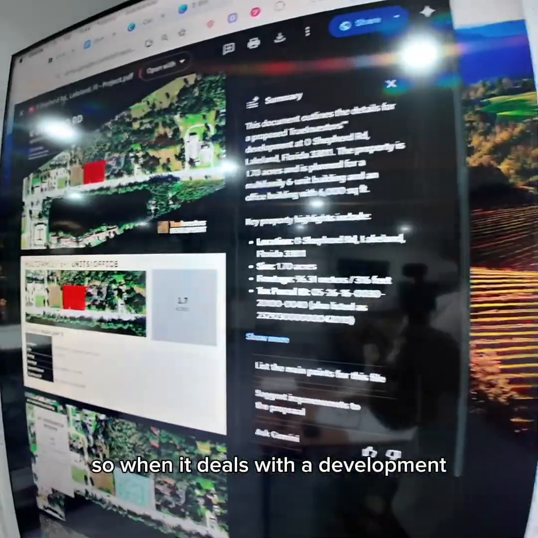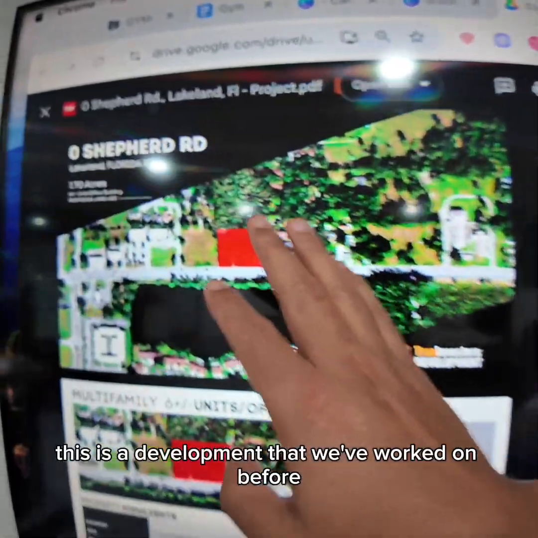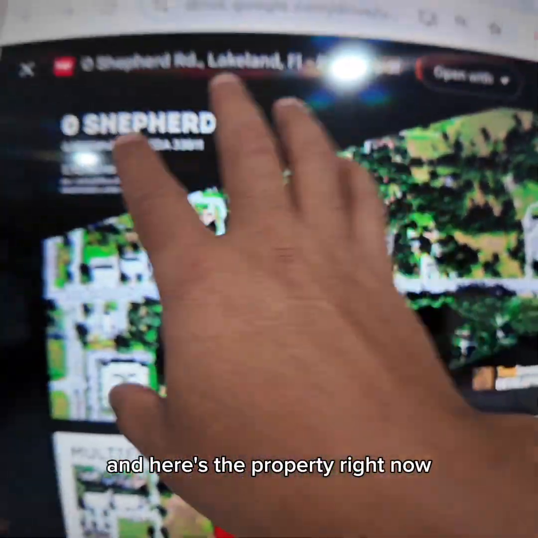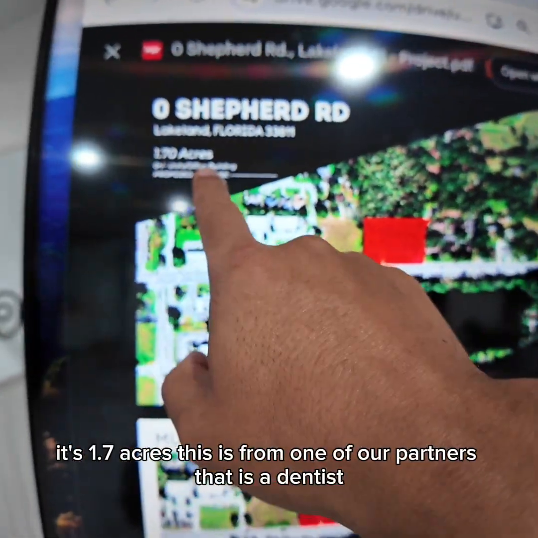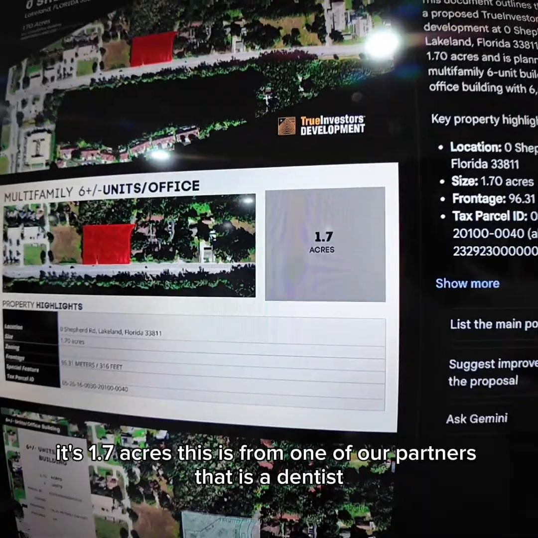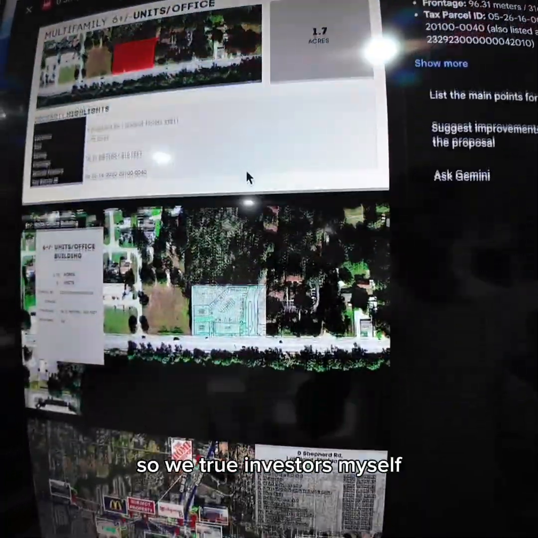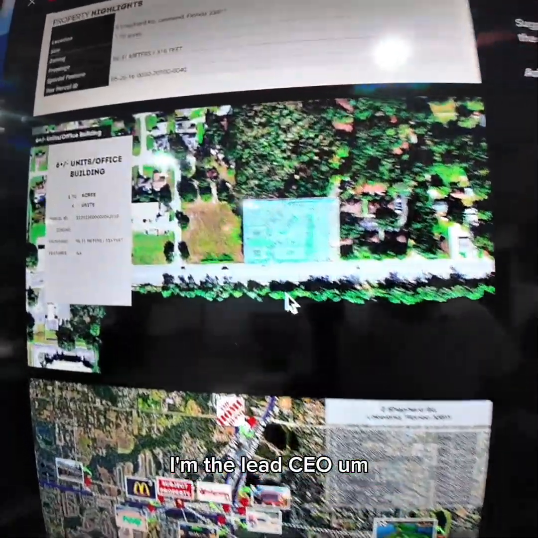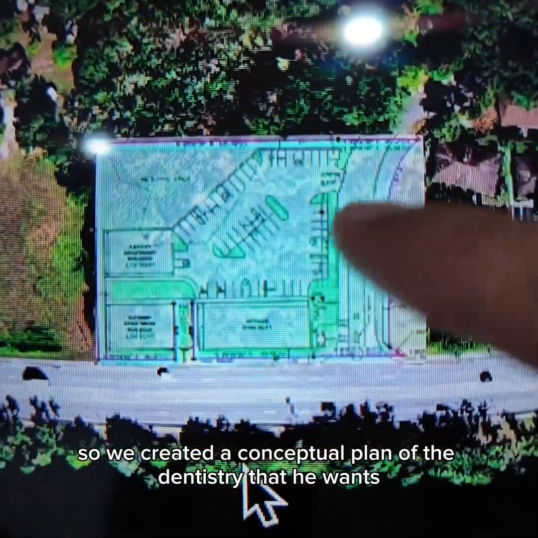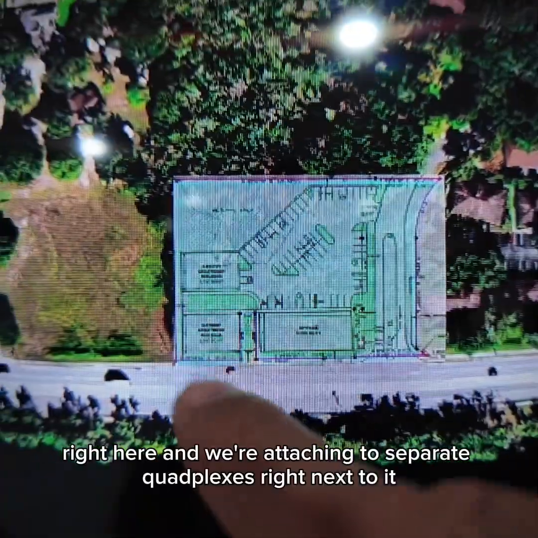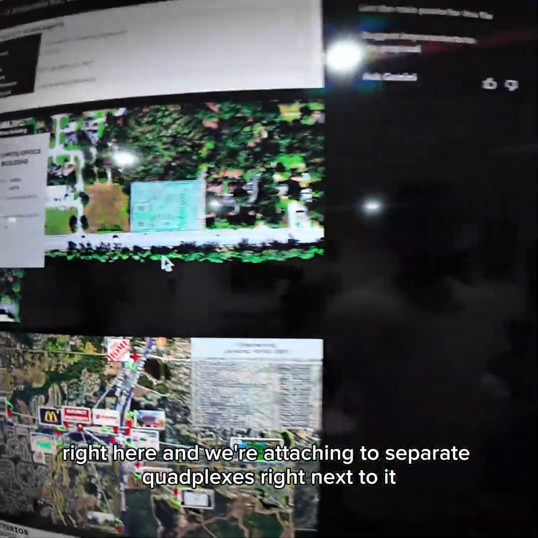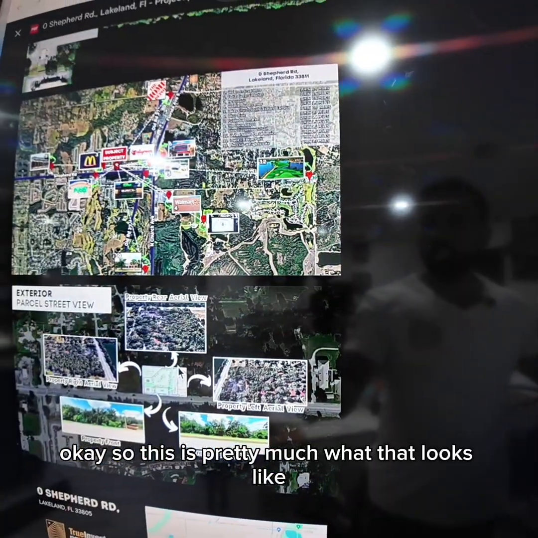So when it deals with a development, this is a development that we've worked on before. This is 0 Shepherd Road, right? And here's the property right now. This is actually one that we're currently working on. It's 1.7 acres. This is from one of our partners that is a dentist. So we, True Investors, myself, I'm the lead CEO developer on this process. We created a conceptual plan of the dentistry that he wants right here, and we're attaching 2 separate quadplexes right next to it, okay? So this is pretty much what that looks like.